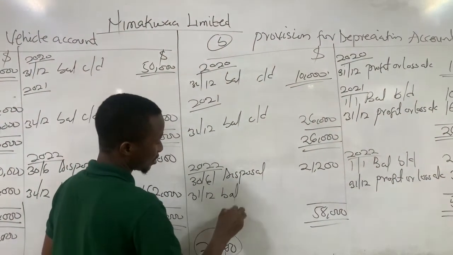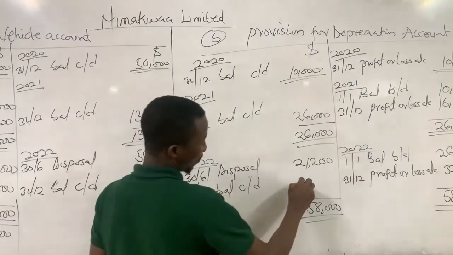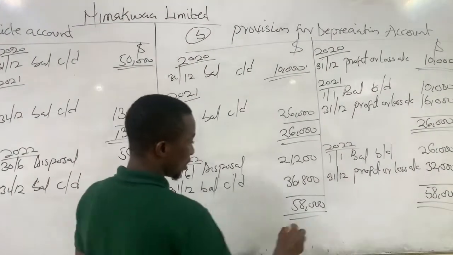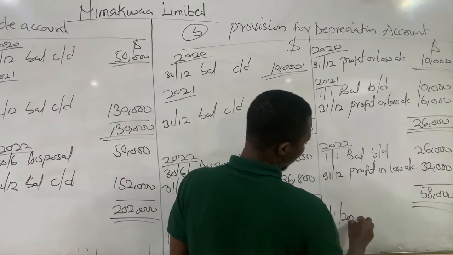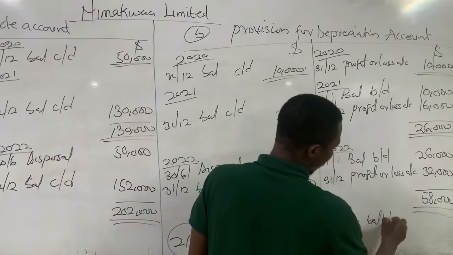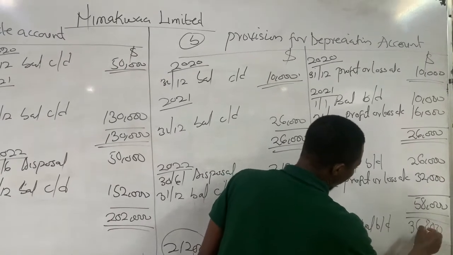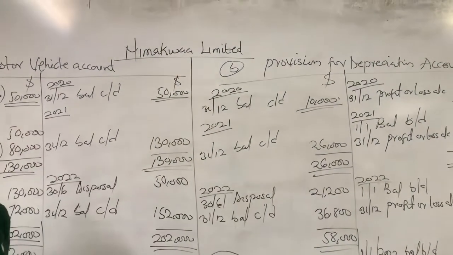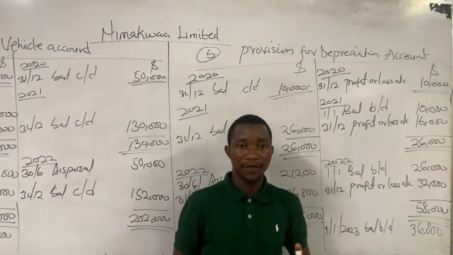That will be the balance carried down. Is that okay? We have to close off the account of an amount of $36,800. This means that on 1st January 2023, we may have a balance brought down of 36,800. Is that okay? So this is how we prepare the provision for depreciation account. Is that okay? This is how we actually prepare the provision for depreciation account.